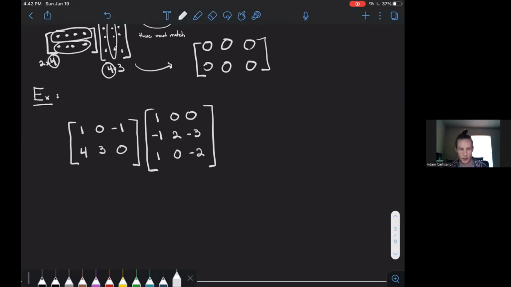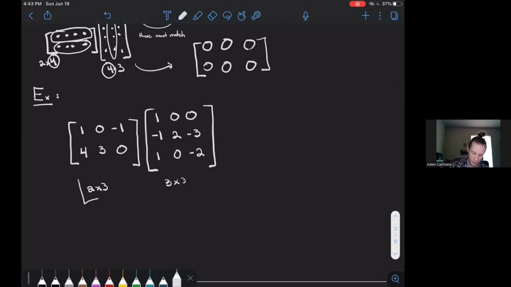Okay, this product. So again, the first thing we have to check is this is 2 by 3. This is 3 by 3. The way that I was taught to do this, just box in like this. And if the numbers inside the box match, then you're allowed to proceed. And if they don't match, stop now and just say the product is undefined or it does not exist. Okay?